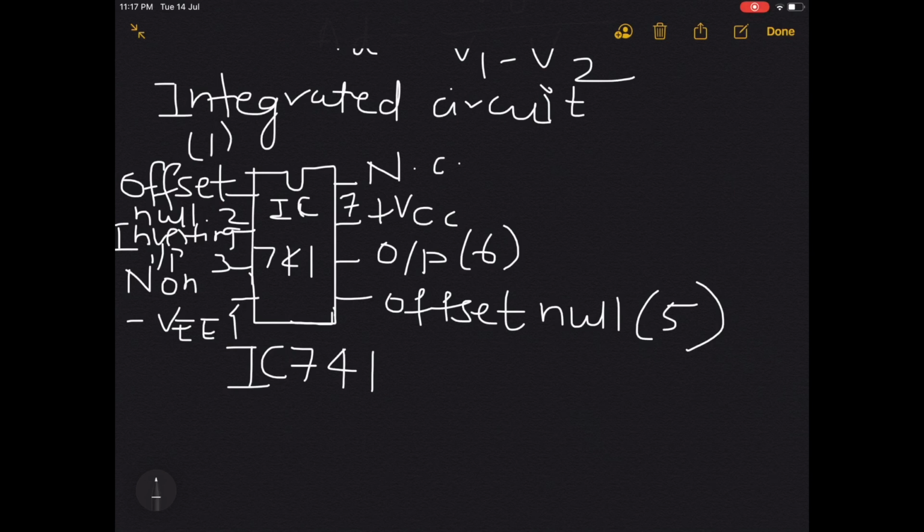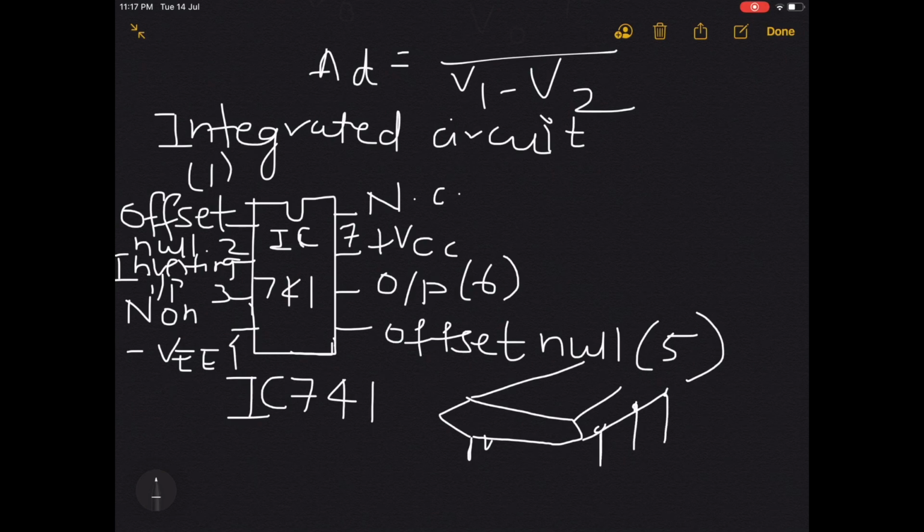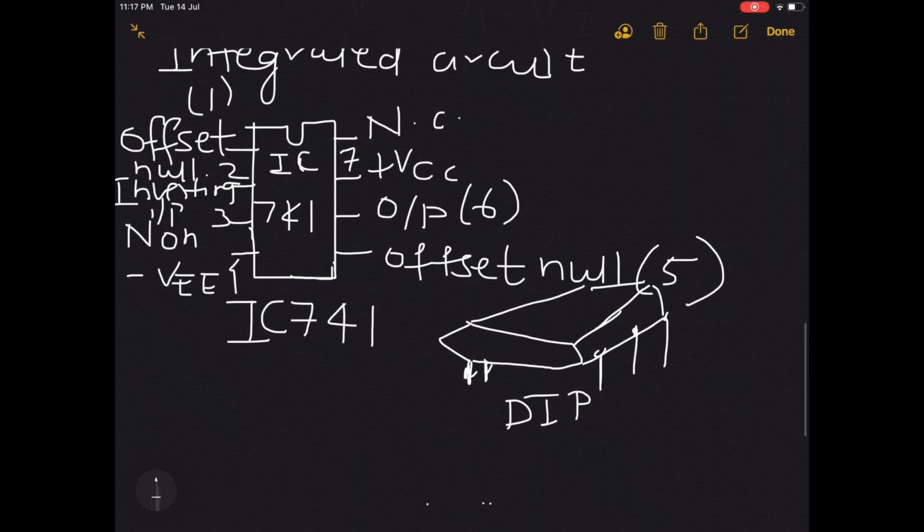There are different packages for these ICs, like the flat pack package, metal can package, and dual inline package. Generally, practically we use the dual inline package. The dual inline package is like a black structure, and it is available in the lab for practicals. I am drawing it here, but it can look somewhat like this. This is the structure of the pins. This IC is used on the breadboard for the practicals. This package is known as the dual inline package.